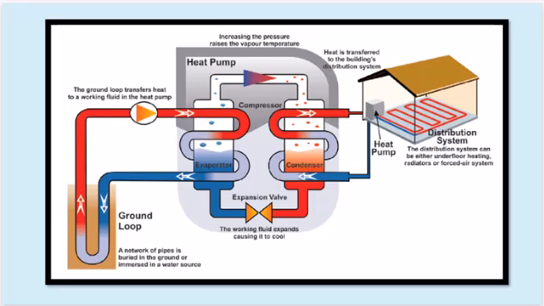Heat pump. The ground loop transfers heat to a working fluid in the heat pump's evaporator. Compressor. The heat pump's compressor compresses the refrigerant, raising its temperature and pressure. Condenser. The high-temperature refrigerant releases heat to the building's distribution system. Expansion valve. The refrigerant then passes through an expansion valve, where it expands and cools. Evaporator. The cooled refrigerant absorbs heat from the ground loop, repeating the cycle.